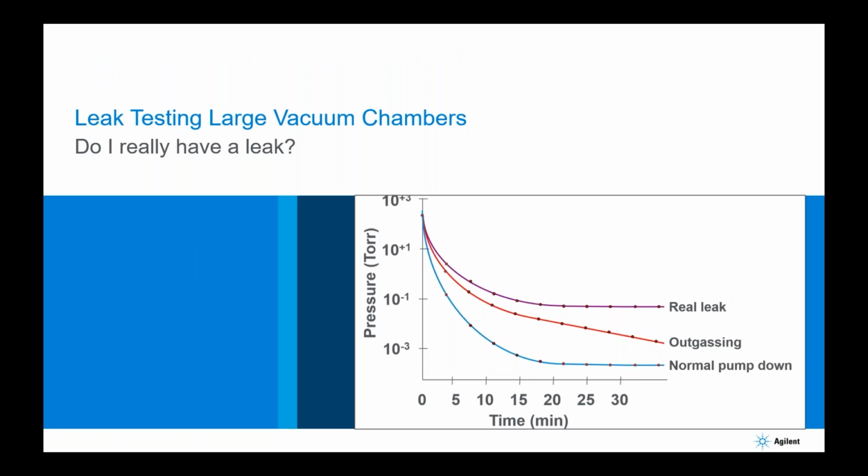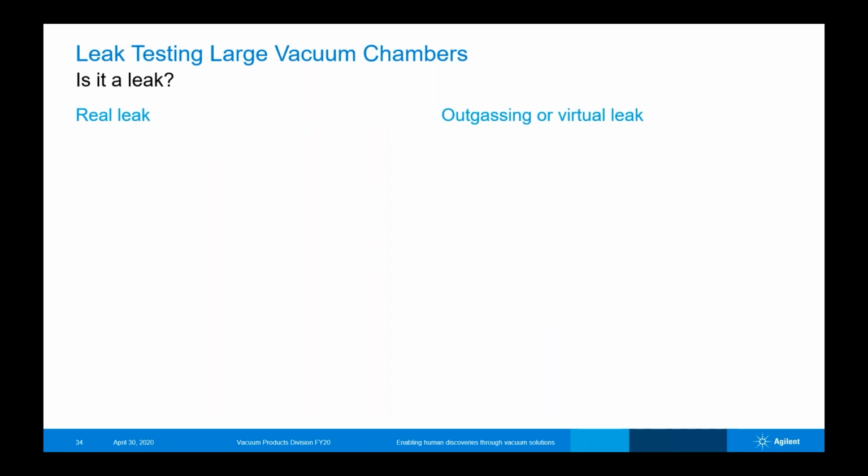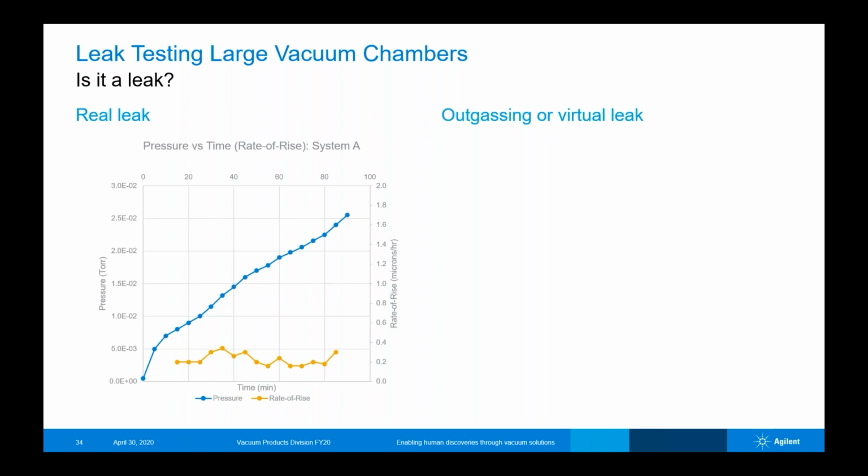So when you pump down a vacuum chamber, you're probably going to get something that looks like one of the 3 curves that you see on the screen right now that indicate what is the condition of my system. The normal pump down, you get down to a base pressure within a certain amount of time. Without gassing, you might sort of get there, but you take a lot longer. And then with a leak, you just get down to a certain point and you can't get any further. So how do we identify the difference between a real leak and outgassing or a virtual leak?